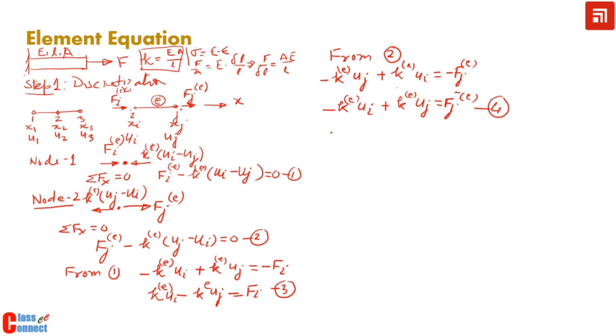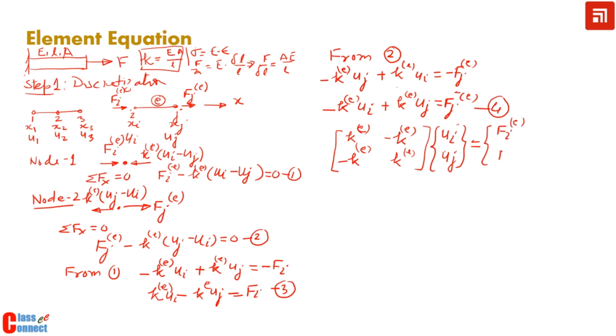We can write these equations in matrix form. We get the matrix: ke, the second term is minus ke, then the second equation is minus ke and plus ke, and it is to be multiplied with the vector ui and uj, and it is equal to fi of the eth element and fj of the eth element.